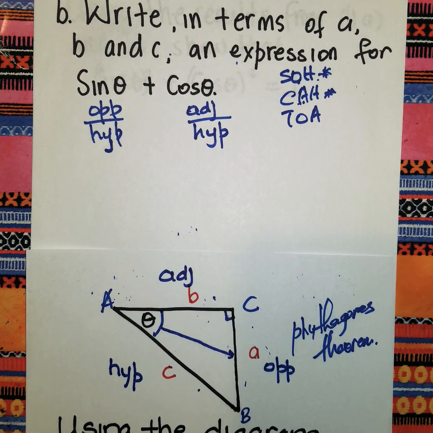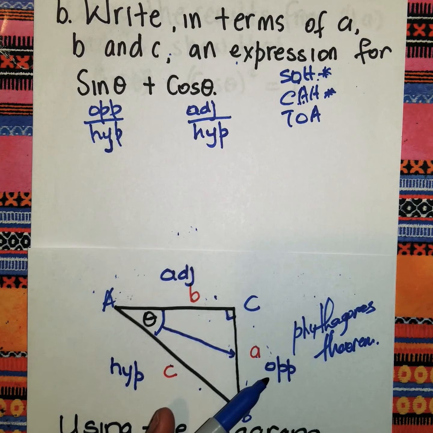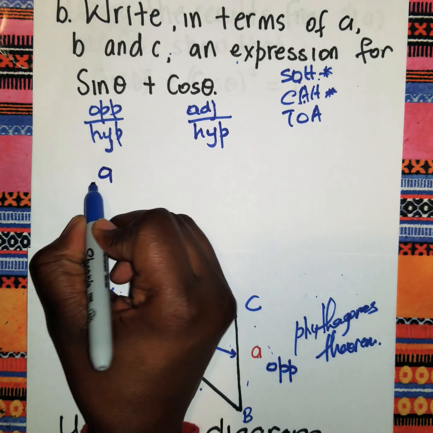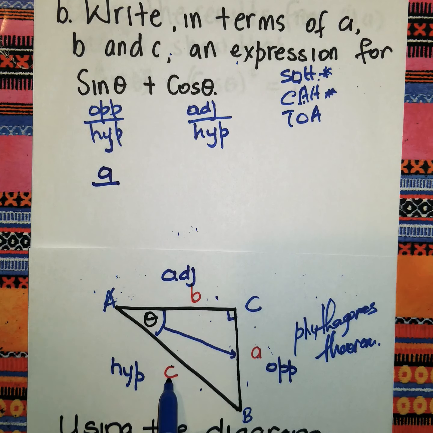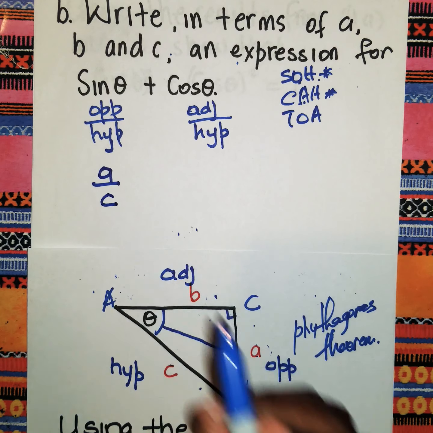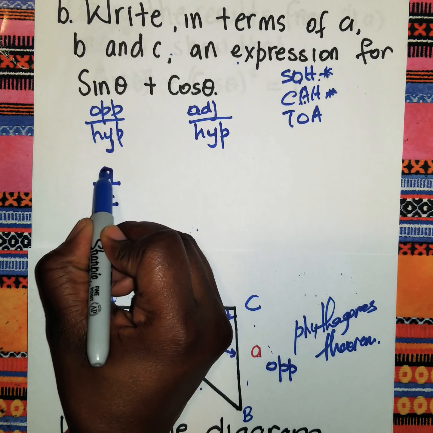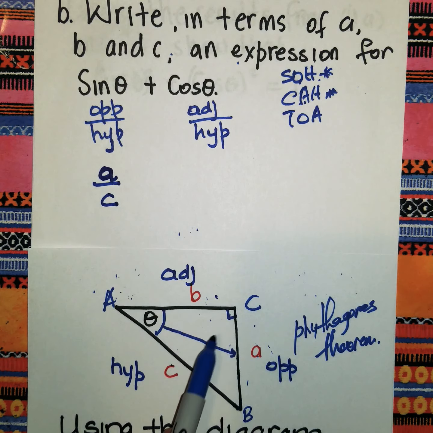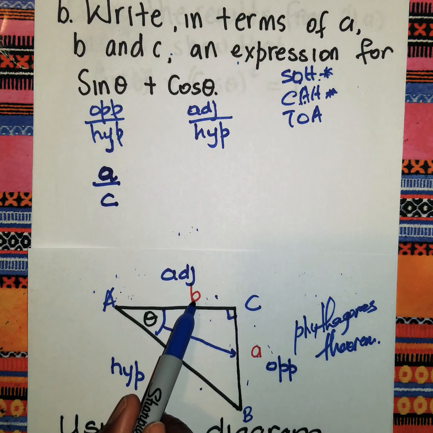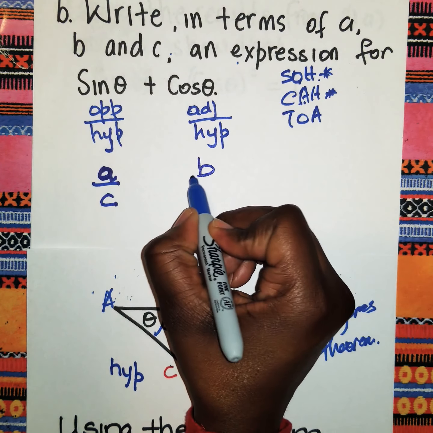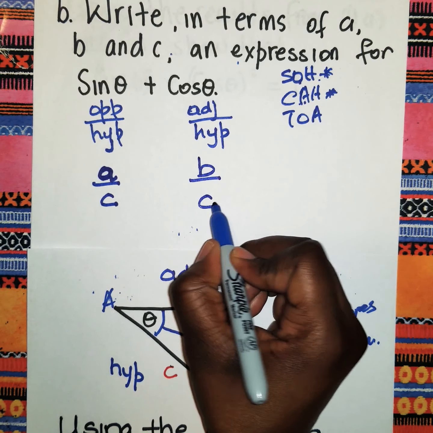So let's continue. So the opposite side here is represented by the letter A. So we're going to have A over C, where C is the hypotenuse. So that's C, and that's A, guys. And for the adjacent, it's going to be B. And the hypotenuse is C. So it's B over C.